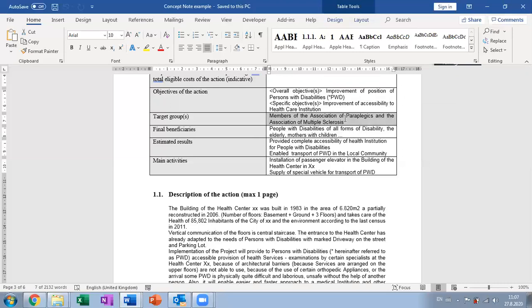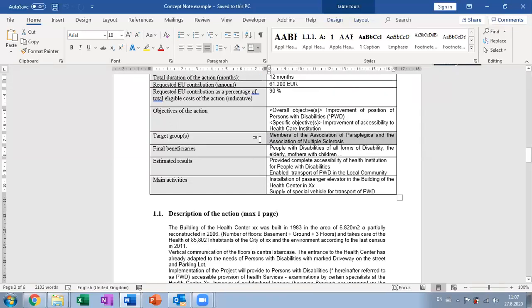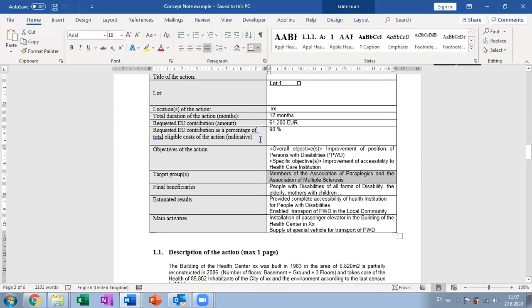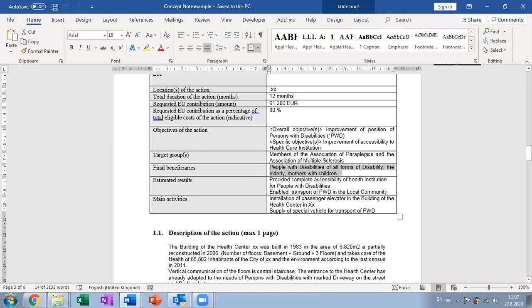You can see here target groups, members of the Association of Paraplegics and the Association of Multiple Sclerosis. It doesn't really say, is this 5, is this 10, is this 200, is this 8? What is this number that we're talking about? Also, wording really brief. And target group only one. It's members of the association. Final beneficiaries: people with disabilities, the elderly, mothers of children, and then 3 full stops. It's like everyone is a final beneficiary of this particular project. And then we have 2 estimated results, nothing is numbered. And then only a couple of main activities, installation of elevator, and then supply of a special vehicle.